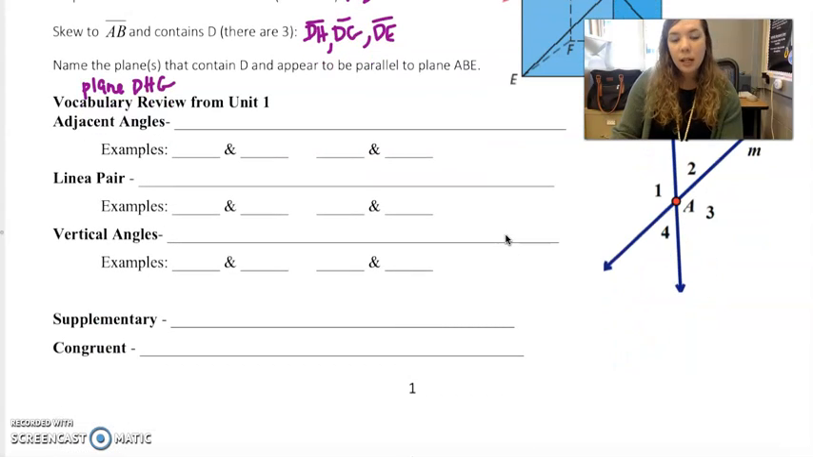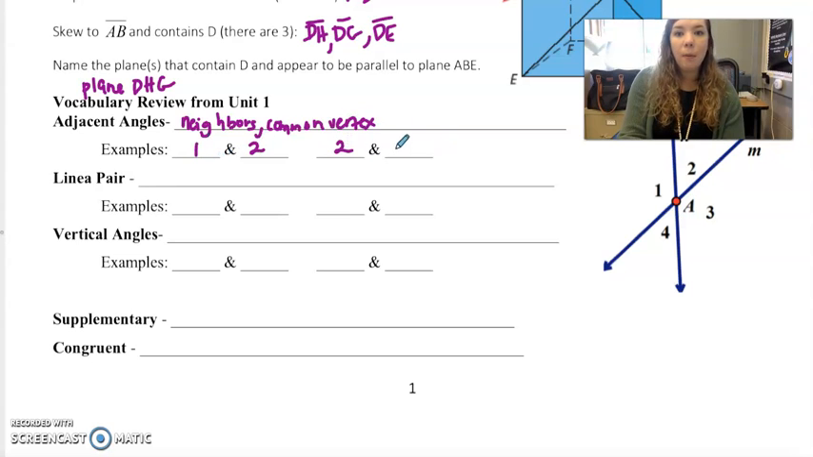All right, adjacent angles we did cover in our GeoBasics packet. That means that they are neighbors. So some examples here would be 1 and 2. They share this ray in between. And actually we need to add that they would have a common vertex. So 1 and 2 is an example, 2 and 3 is an example, 3 and 4, 1 and 4, anything like that.